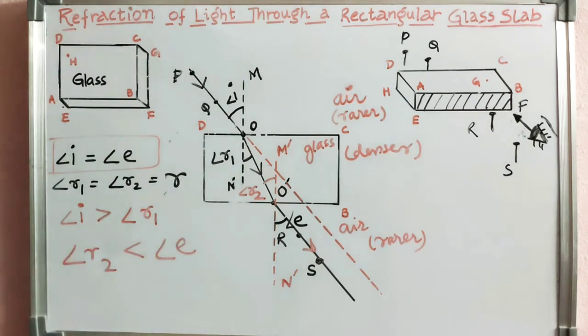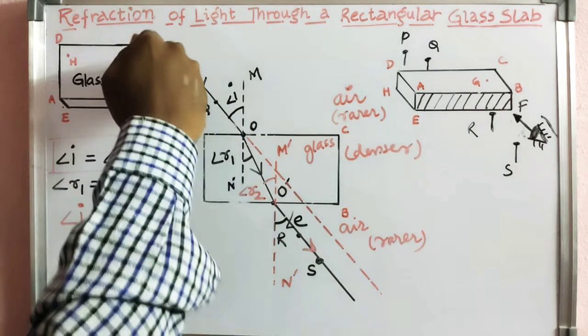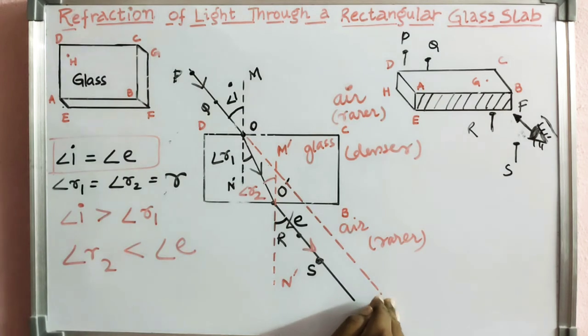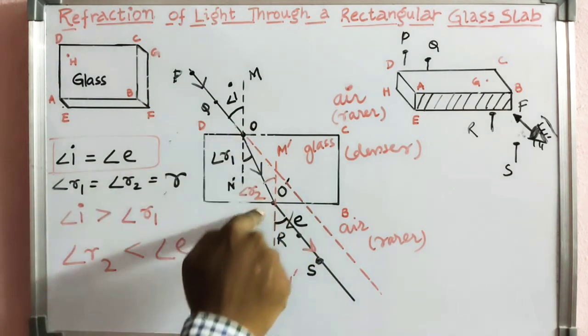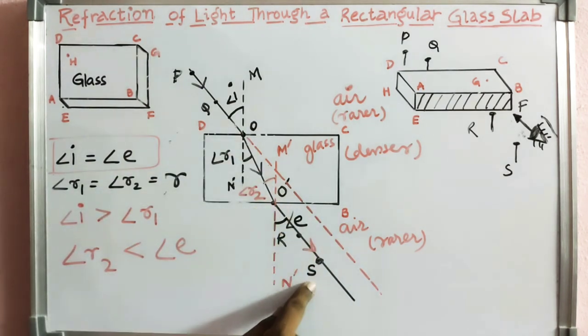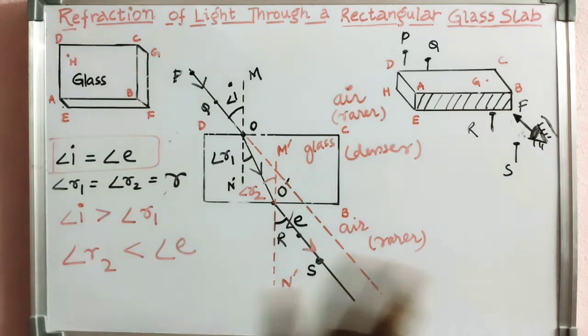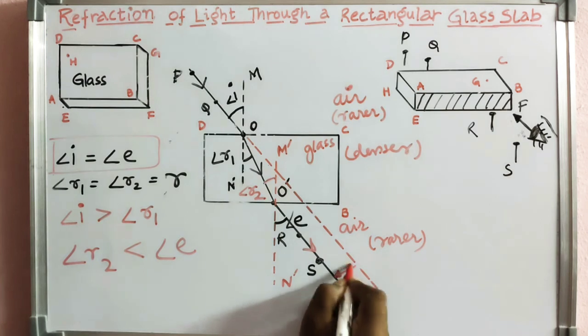Clear? That's why this ray PQO, when I extend it here, and this ray O dash RS, both are parallel. This is also an important observation.